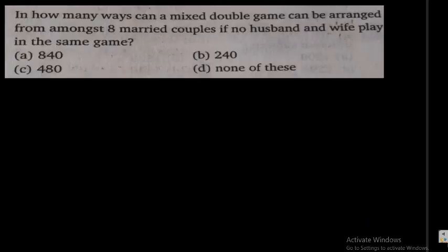Okay, students, our next question. In how many ways can a mixed double game be arranged from amongst 8 married couples if no husband and wife play in the same game? So first of all, we should know the meaning of this word mixed double game. For example, assume that this is tennis. There are 2 types, single and double game.